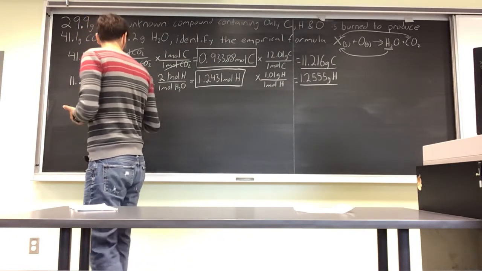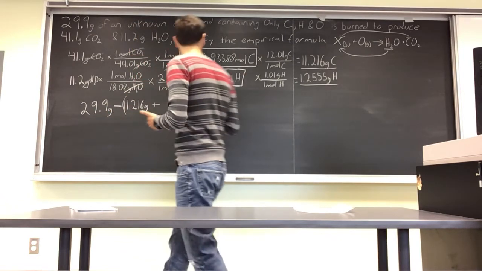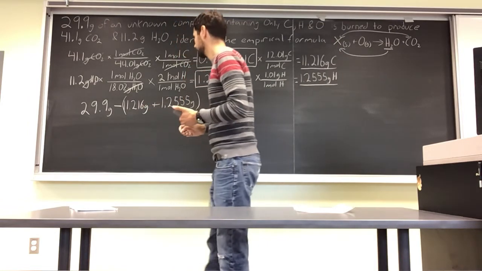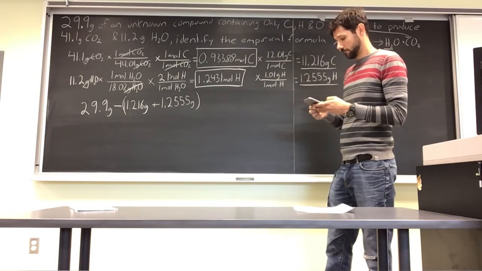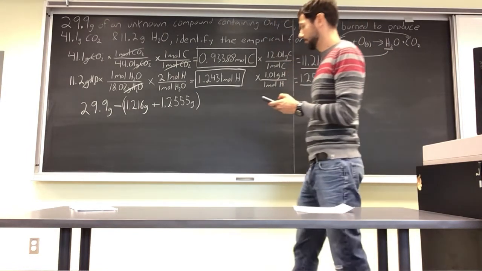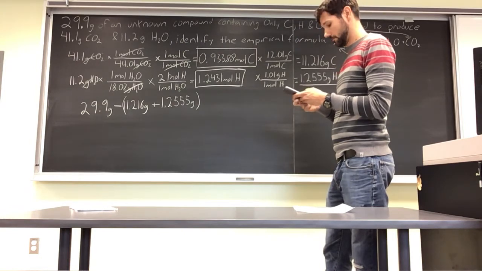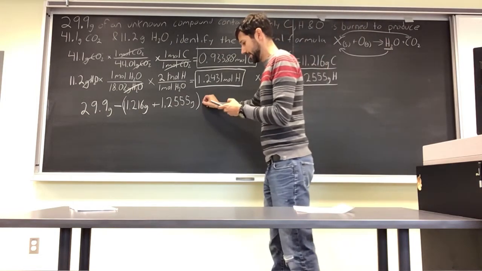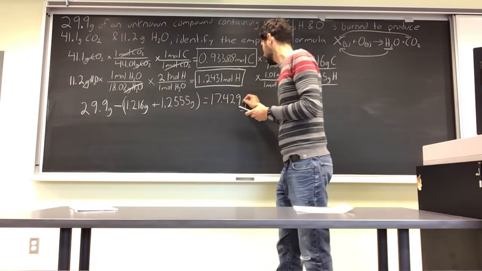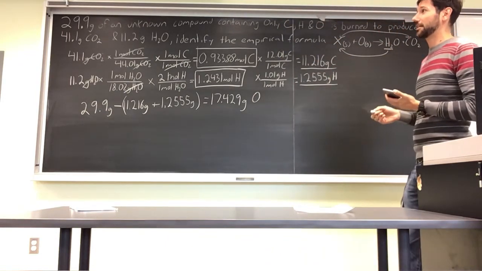29.9 grams minus 11.216 grams minus 1.2555 grams, and I got, oh, I typed that in my calculator wrong. 17.429, and this is oxygen.